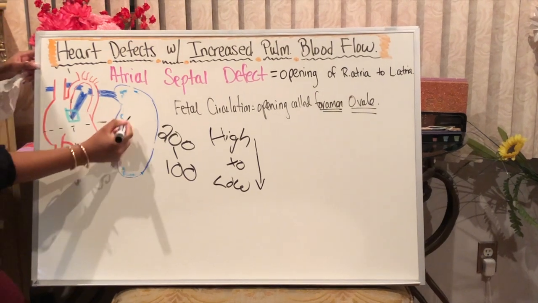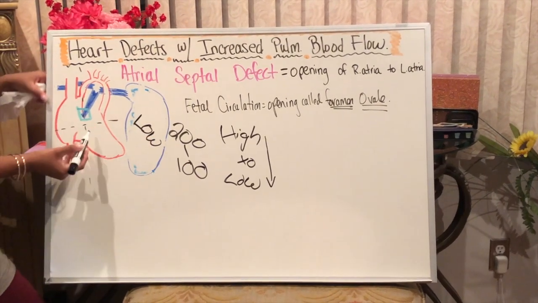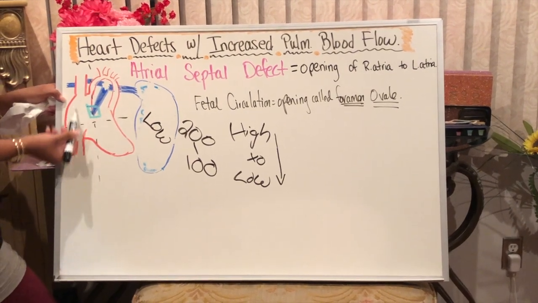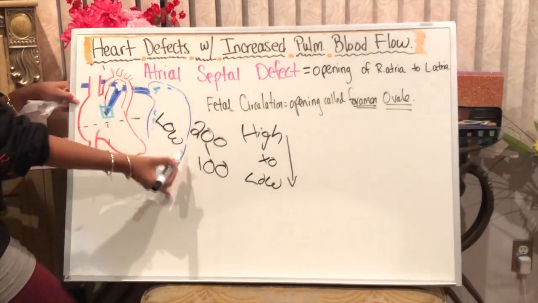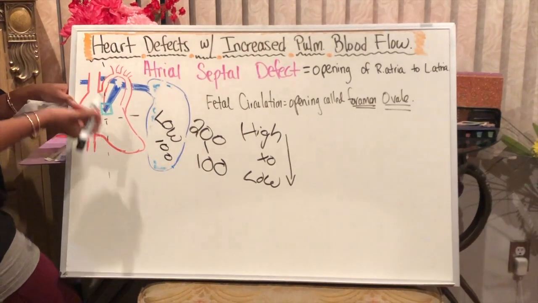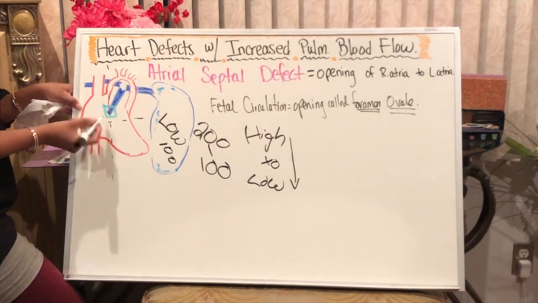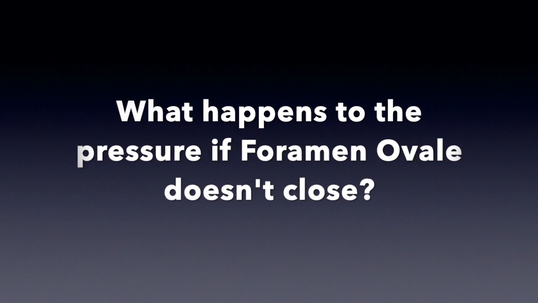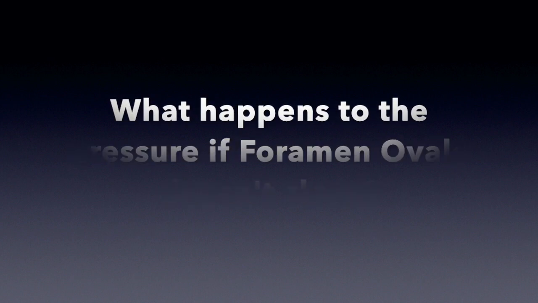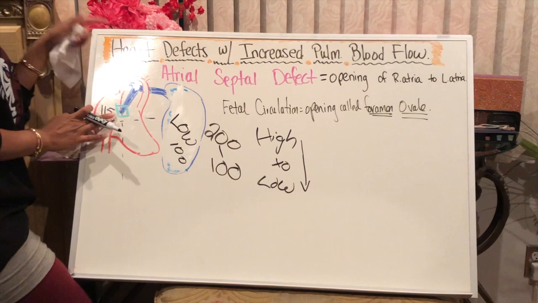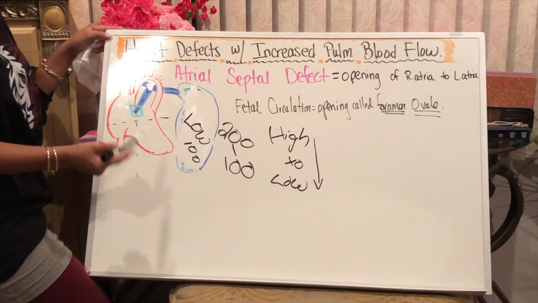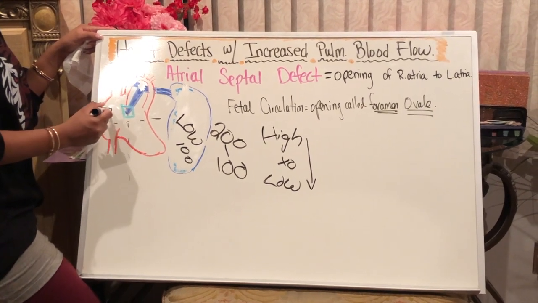So if the pressure to the lungs is low, that means the pressure of the right side of the heart is high. If the pressure here is 100, over here it has to be at least 101, let's say 115. If it doesn't close, then the pressure here is going to remain like 90.